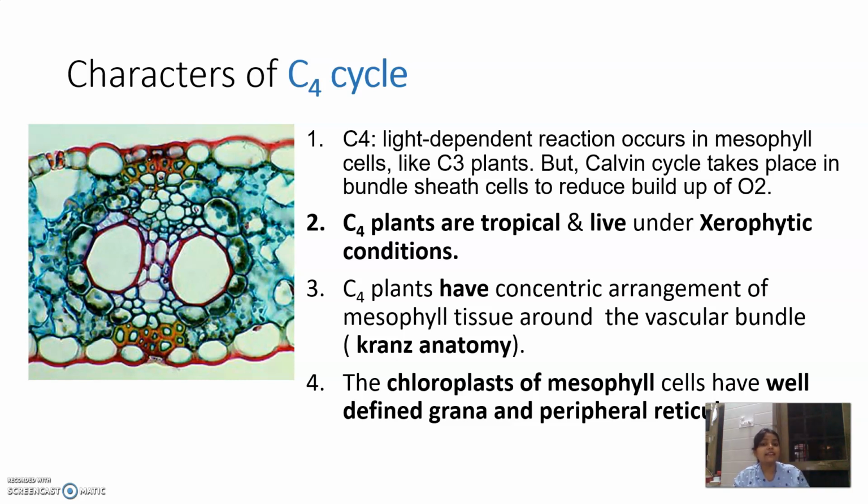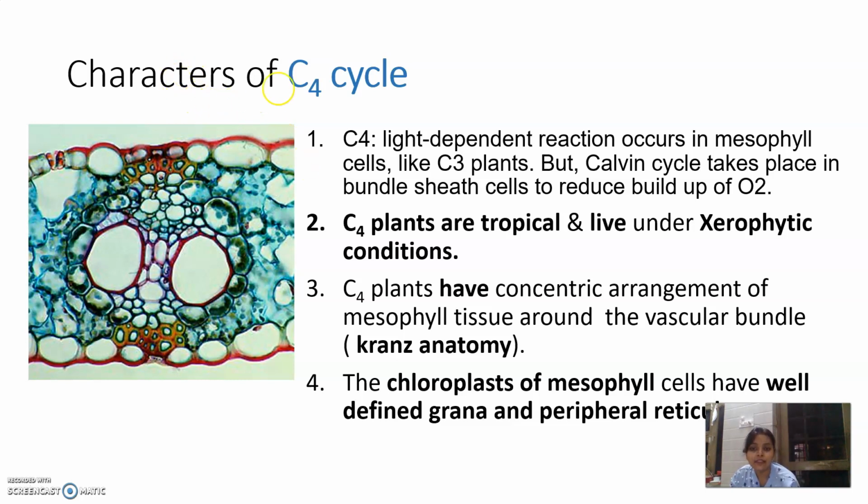The C4 cycle is a light independent reaction because it occurs in the mesophyll cells like the C3 plants, but the Calvin cycle takes place in the bundle sheath cells to reduce the buildup of oxygen. After that, the C4 plants are mainly tropical plants. They live under xerophytic conditions. The C4 plants have a special type of Kranz anatomy. It's a concentric arrangement of the mesophyll tissue and the vascular bundles.